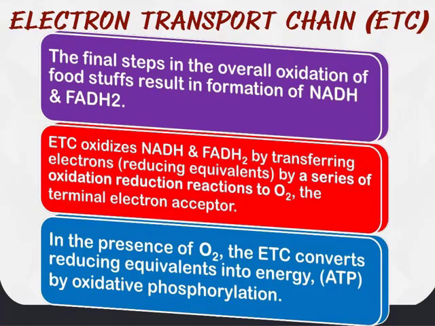Now, let's discuss the electron transport chain in detail. Whatever foodstuffs we take in, ultimately the end result of these intakes is the formation of NADH and FADH2. This NADH and FADH2 goes through the electron transport chain where it gets oxidized by several reactions and ultimately releases its electrons to oxygen, which is also known as the terminal electron acceptor. So if oxygen is present, then the electron transport chain will convert these NADH and FADH2 ultimately into the high energy compound known as ATP by the process of oxidative phosphorylation.